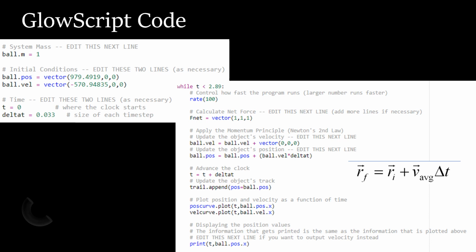And then we have a while loop, which is while t is less than 2.89, which was the final time. The velocity vector is going to stay the same, but the position is going to be equal to position plus velocity times delta t, which you'll notice is straight from the equation I showed earlier, where final position is equal to initial position plus average velocity times time.